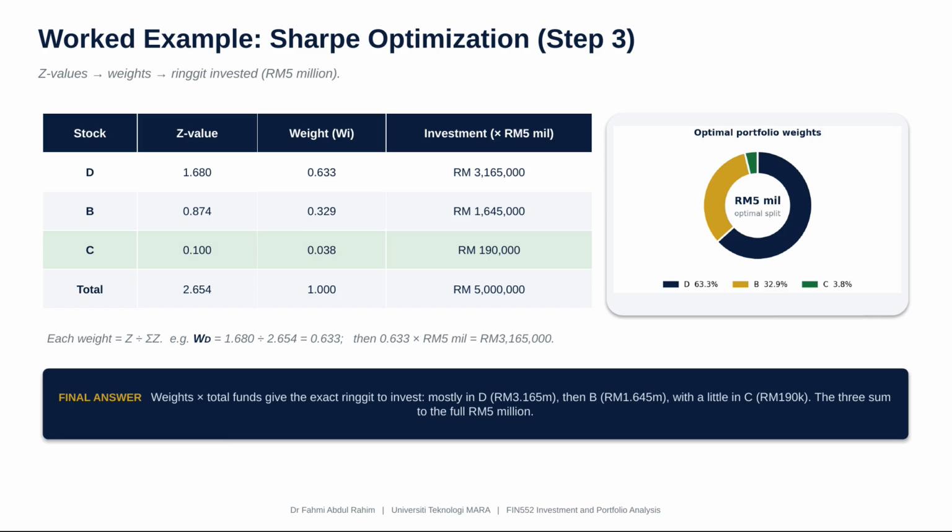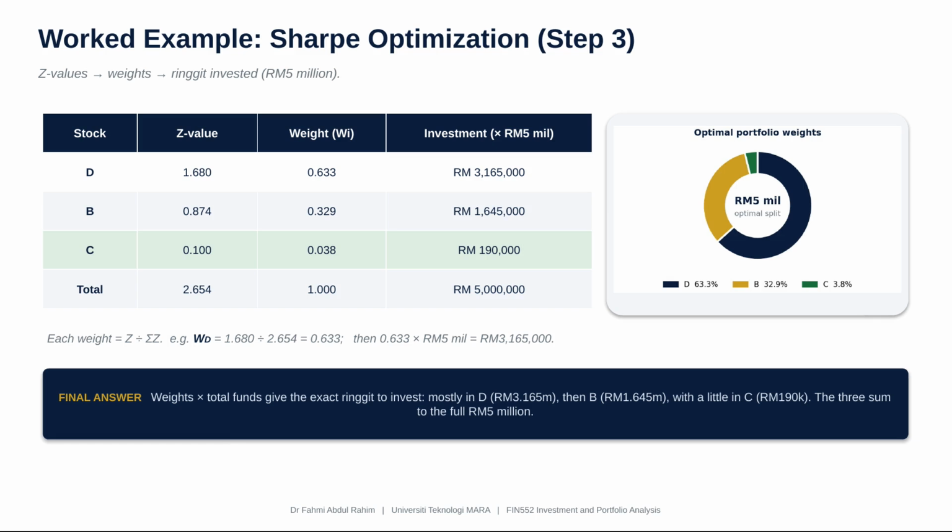Now the weights, each weight is the stock's Z value divided by that total. For D, 1.68 divided by 2.654 gives 0.633, so 63.3%. For B, 0.874 over the total gives 0.329, 32.9%. And for C, 0.1 over the total gives 0.038, just 3.8%. The weights add up to 100%, a complete portfolio shown in the donut chart.